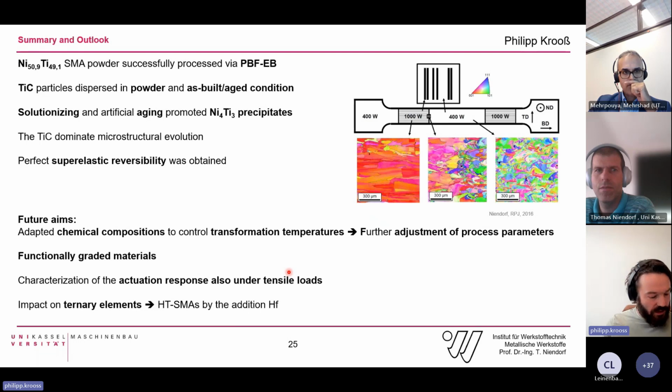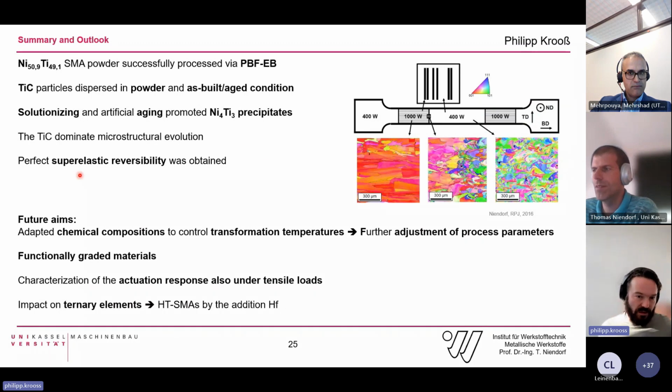Okay, just to quickly sum it up, before I have some other slides to show you. So we were able to process this material. The titanium carbides seem to be dominating the microstructural evolution, and then, due to the nickel loss, allow for the precipitation of the Ni4Ti3 precipitates, and we obtained a really nice superelastic reversibility.